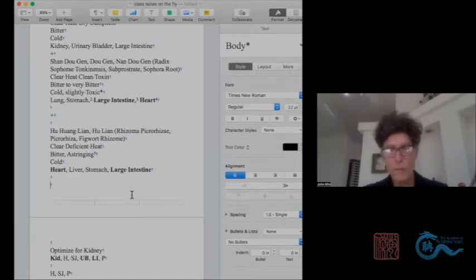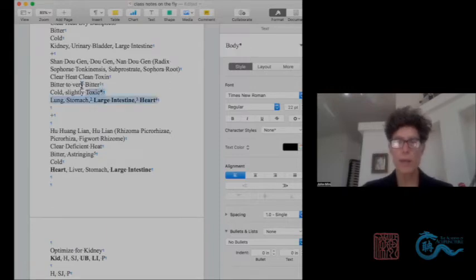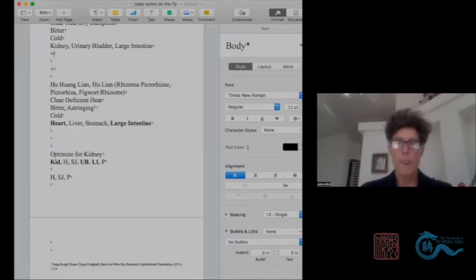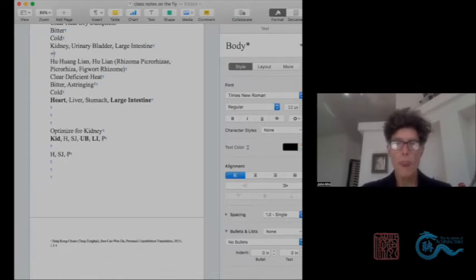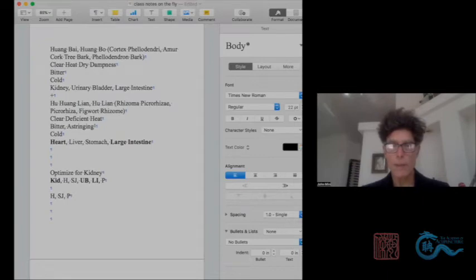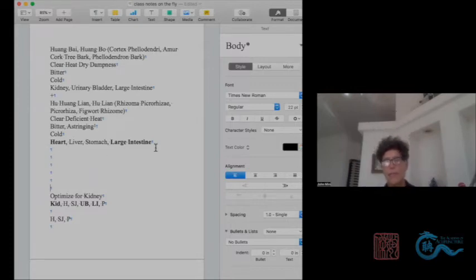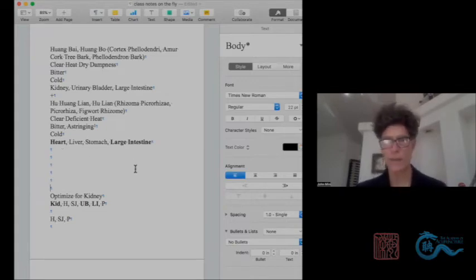It's also cold. Whoops, we've got to take the Shandougen out. I'm sorry. There we go. Huang Bai and Hu Huang Lian. Sorry about that. So we've got some good kidney synergies going on here as we're optimizing for the kidney still. We've got kidney up here, kidney in the UB. Now it doesn't appear as if we have any extra kidney-ish stuff with the Hu Huang Lian, but the heart and the large intestine definitely throw us into that category, don't they? Absolutely. Why? Because heart and large intestine are on our kidney optimization line. That's how it works, okay?